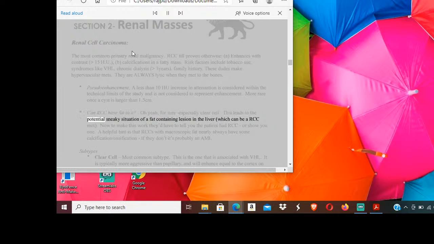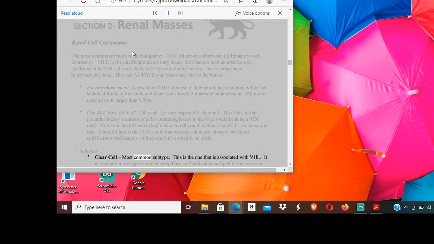This leads to the potential sneaky situation of a fat-containing lesion in the liver, which can be an RCC met. Now to make this work they'd have to tell you the patient had RCC or show you one. A helpful hint is that RCCs with macroscopic fat nearly always have some calcification/ossification. If they don't, it's probably an AML.